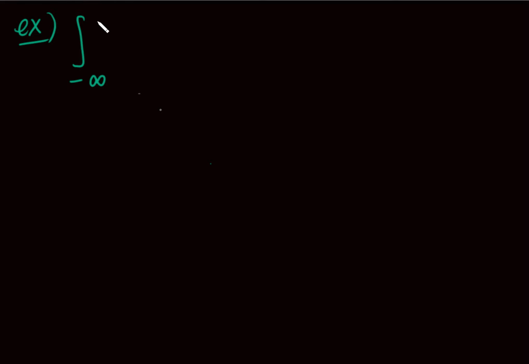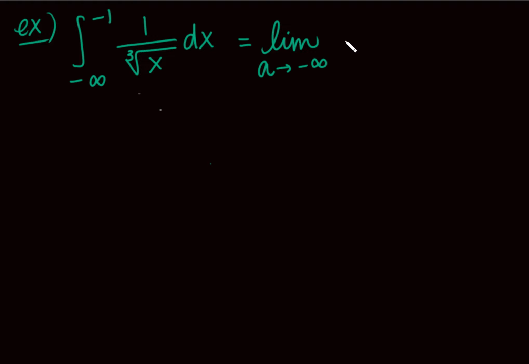The integral from minus infinity to -1 of 1 over the cube root of x dx. Okay, so let's quickly see what happens here. I'm going to take the limit. I'm going to replace that minus infinity with a, or you could use b. I don't care. Seriously, you could use b. So the integral from a to -1 of x to the -1/3 dx.